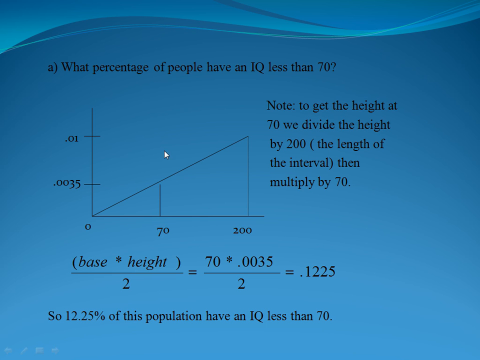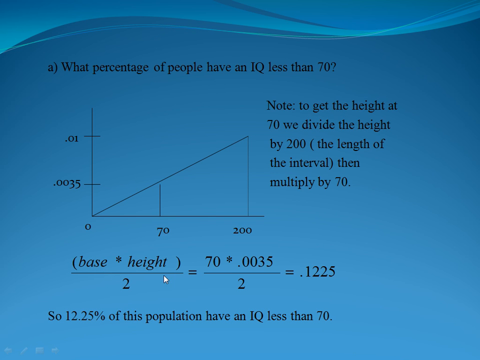In order to get the height of this little triangle, we use the fact that everything is evenly distributed. Here, our whole length is 200. So we take 0.01, divide by 200, that's going to give us the length of 1 unit, and then we multiply that by 70. That will give us a height of 0.0035.